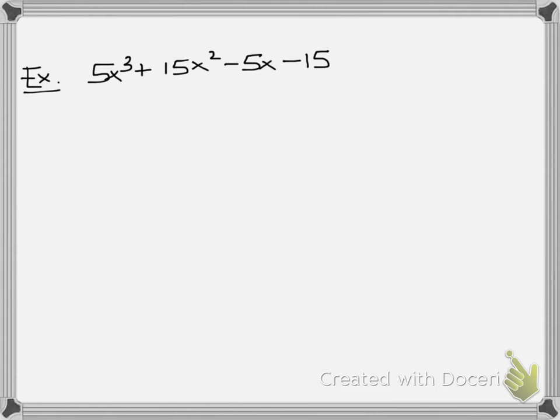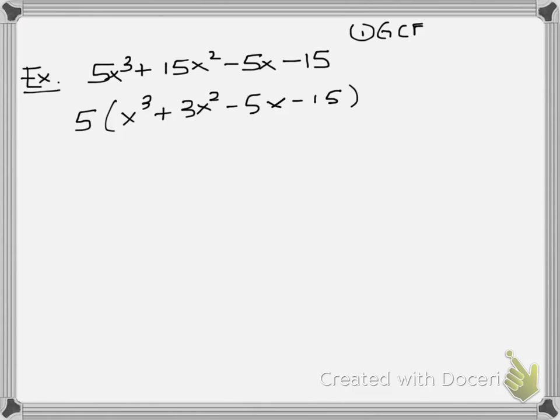All right, one more example. Let's factor this out. Sometimes you have to use multiple steps. So in this case, the first thing we're going to do is do the GCF, right? So number 1 is GCF, which is 5, right? They have a 5 in common. So I factor out a 5, I end up with x cubed plus 3x squared minus 5x minus 15. Okay.